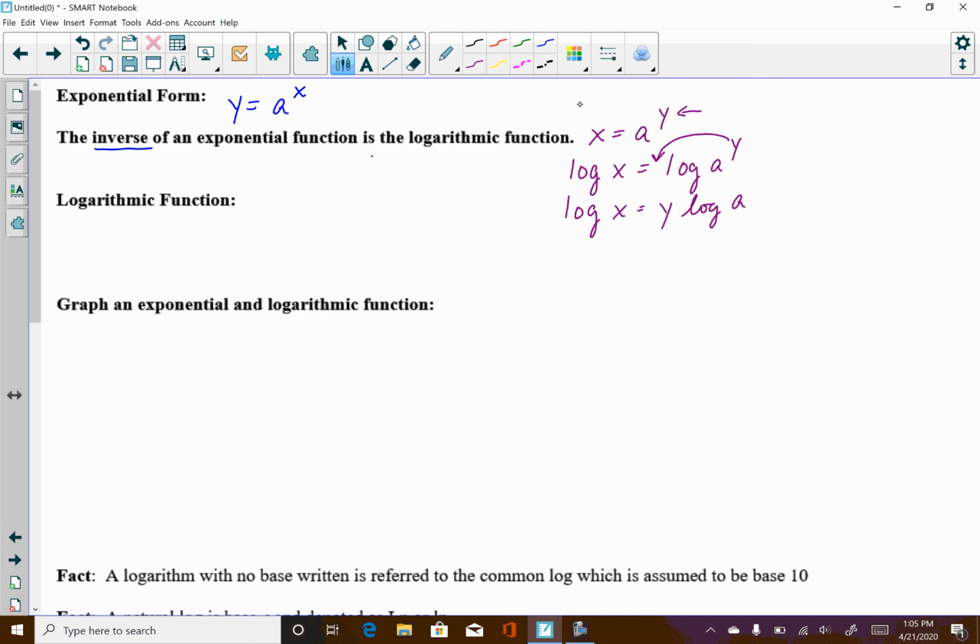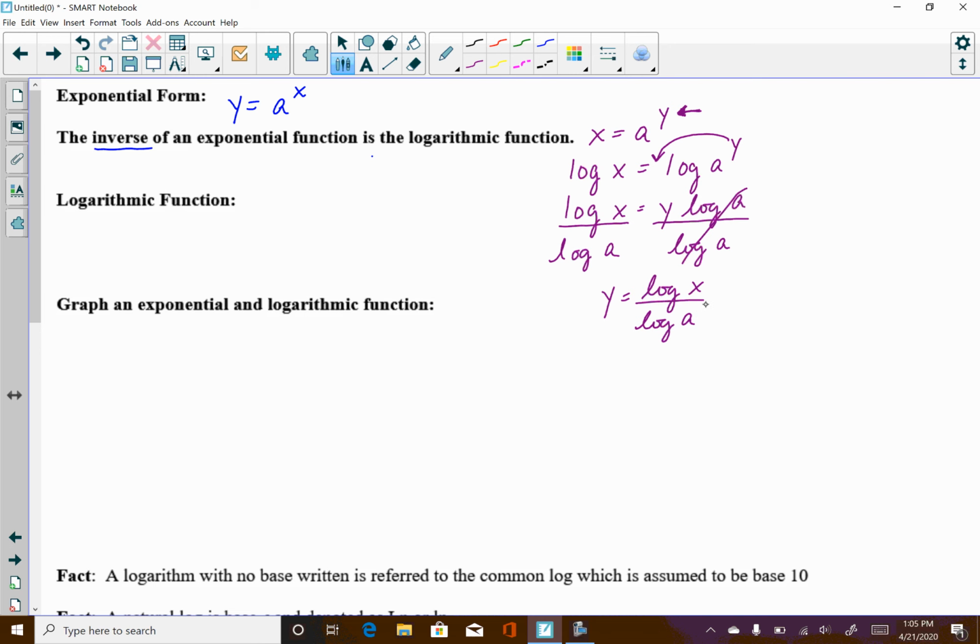Remember, when you find the inverse, you switch x and y, and your goal is to solve for y again. So that's the reason why I have this arrow up here. We're trying to solve for y again, and we're going to use logarithms to do that. So now I want to solve for this y, so I divide both sides by log of a. Whatever you do to one side, do to the other. Log of a cancels out over here. And so then you're left with y equals the log of x divided by the log of a. And technically at that point, you're done.